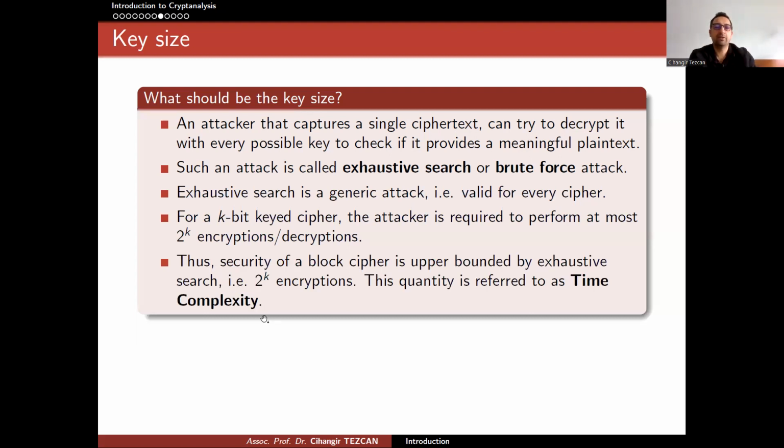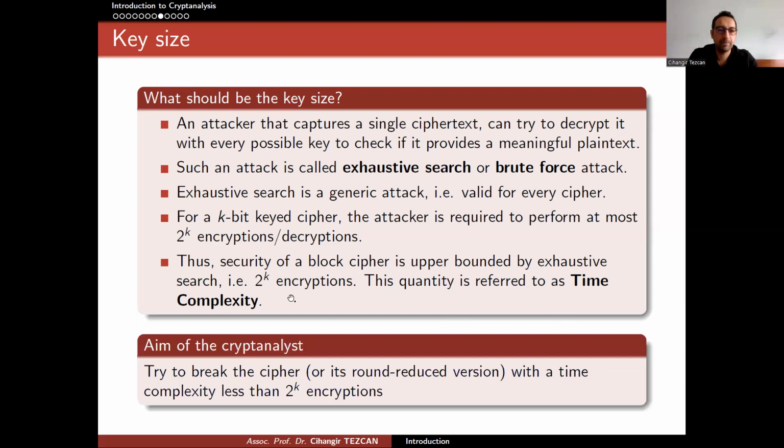Thus, security of a symmetric encryption algorithm or a block cipher is upper bounded by exhaustive search, in other words, 2^k encryptions. This quantity is referred to as time complexity. So you can break every symmetric encryption algorithm with 2^k encryptions. So in this course, our aim is to find a non-generic attack that can break the same cipher, but with less than 2^k encryptions. So our time complexity should be less than this value in order for it to make sense.